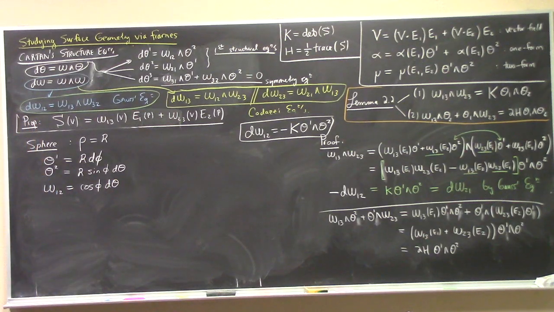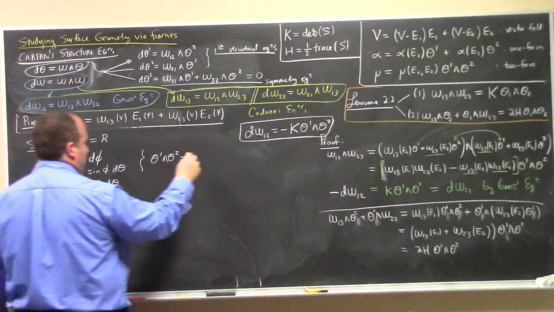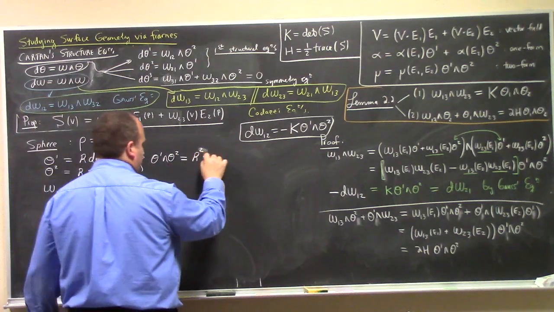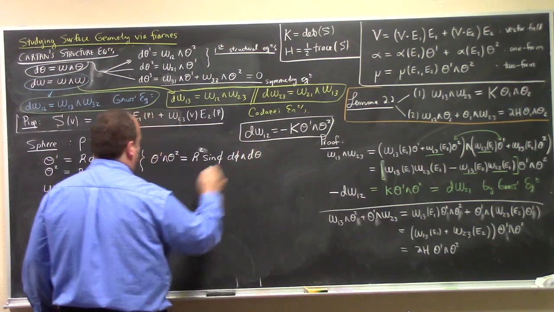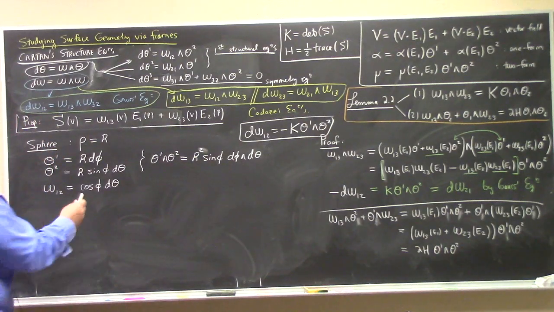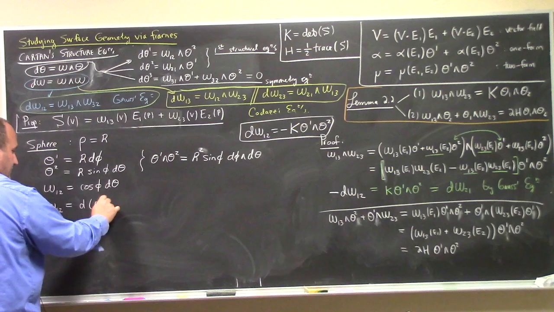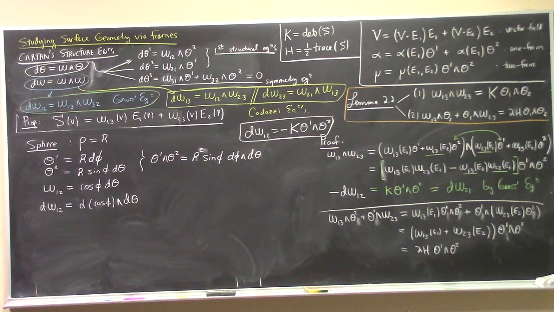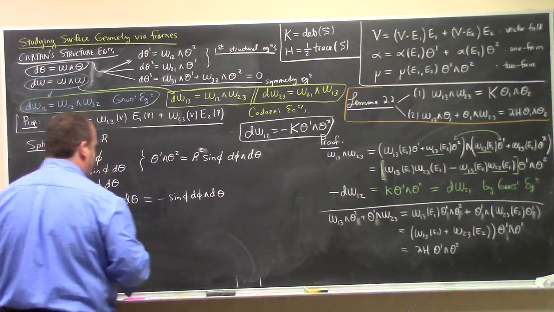All right. So theta 1 wedge theta 2 is r squared sine phi d phi wedge d theta, right? Okay. And what's d omega 1, 2? So we have to do the exterior derivative of cosine phi wedged with d theta. That's the definition of exterior derivative. What's the total differential of cosine phi? It's minus sine phi d phi, right?